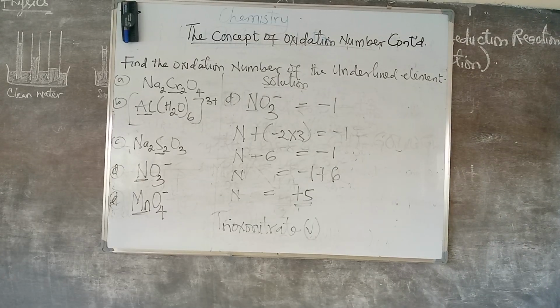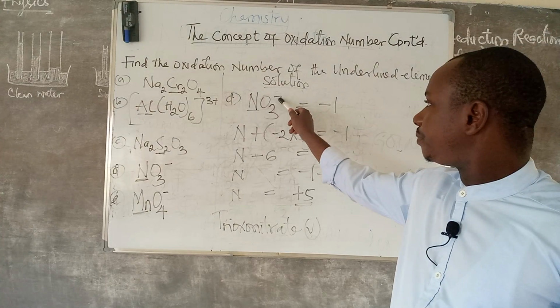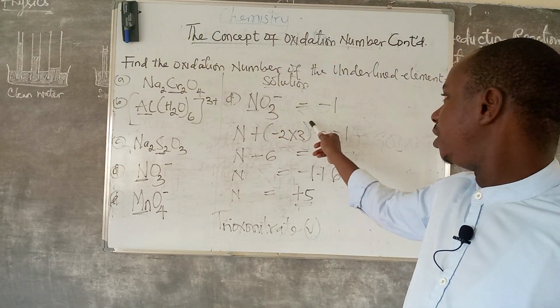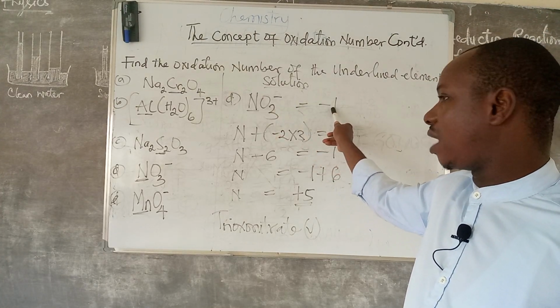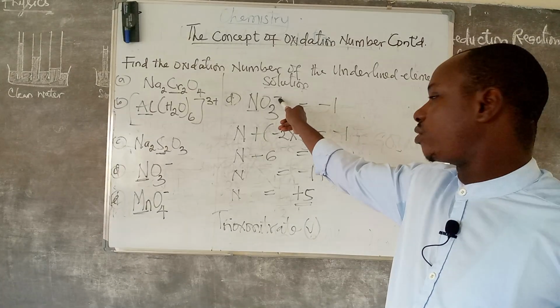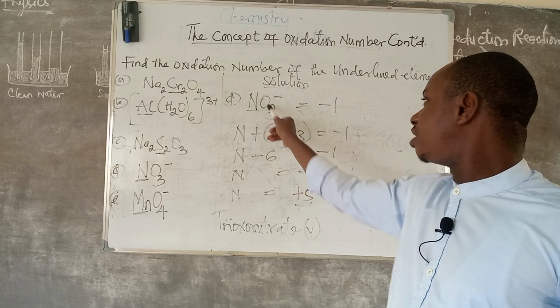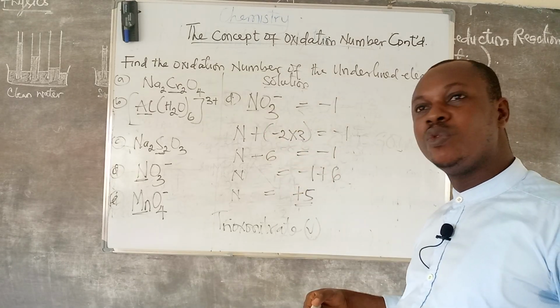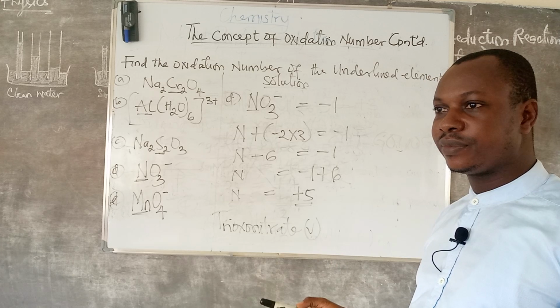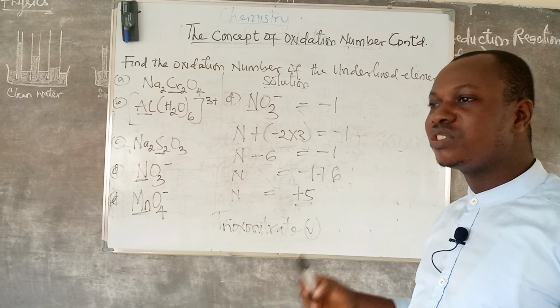Example D, there is nitrogen that is underlined. Don't forget that charge on top of it. That is why the whole thing is equal to -1. In science, this is just -1. Remember, N plus oxygen is -2. If you observe what we have been doing, you will agree with me that oxygen is -2.